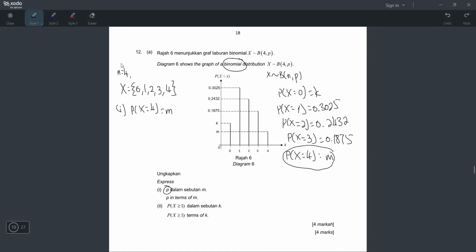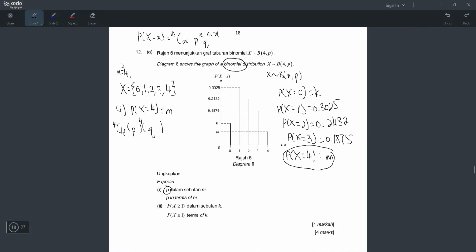Which formula will I use now? The binomial formula that you learned. Do you remember the formula for probability? nCx, P power x, Q power n minus x. This is the formula. So if P(x = 4), it is 4C4, and then brackets, one is for P, one is for Q. The probability of success, I don't know, so just write P. The probability of failure also, I don't know, just write Q. And this power will be the same as the number down here, which is 4.